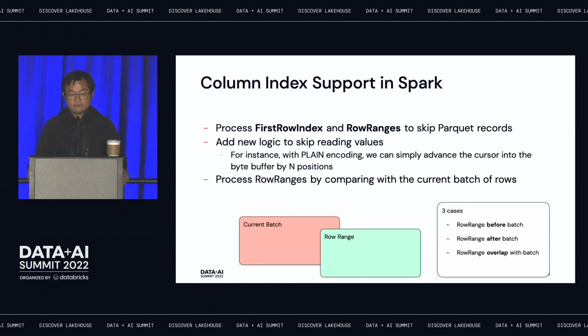If the row range is before the current record batch, then Spark needs to completely skip this current row range and advance to the next row range from Parquet. If the row range is after the current batch, then Spark can completely skip the current batch of data because it's not selected. And if the row range overlaps with the current batch, then you need to do a more complex operation, like selecting the records that overlap and skipping the rest.